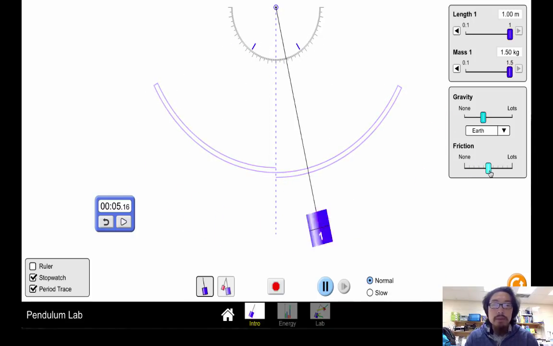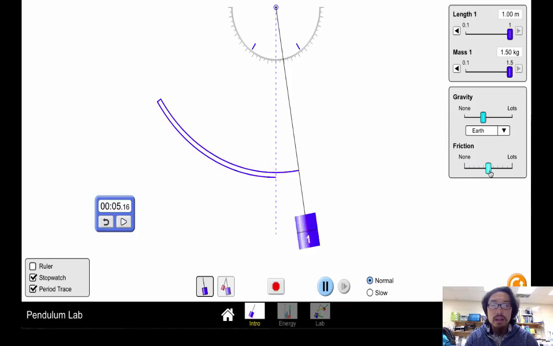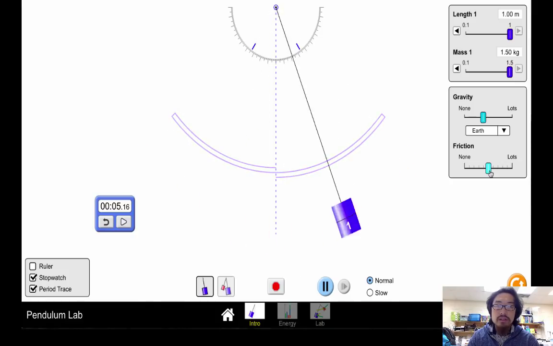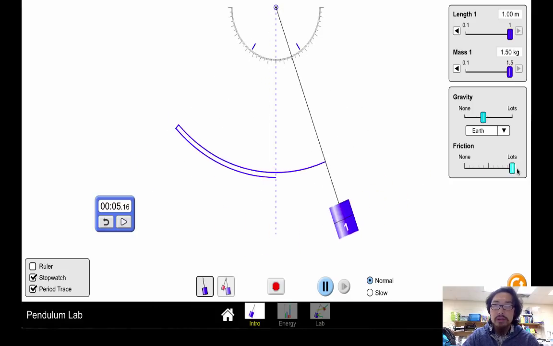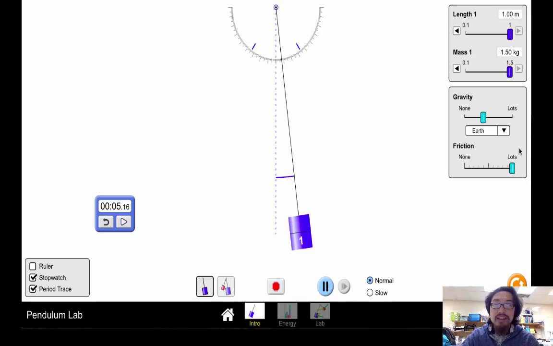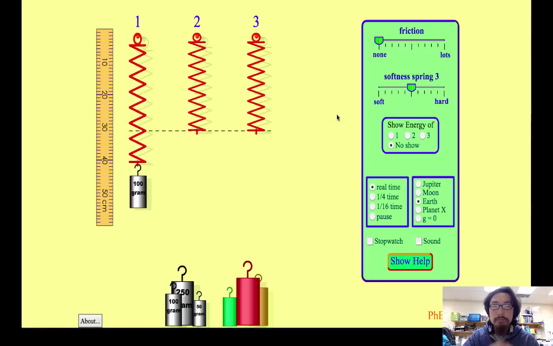If we have a medium dampening effect, we can see that over time it should decrease. I'm going to increase it more to prove a point. Cool. All right, that's dampening. Awesome. All right, now let's try a spring.